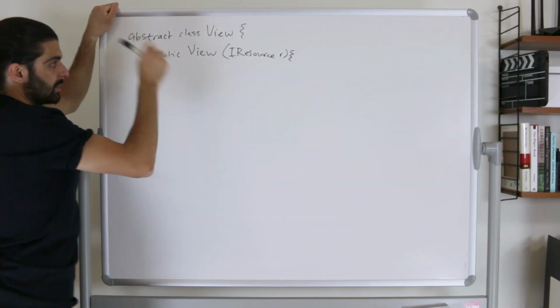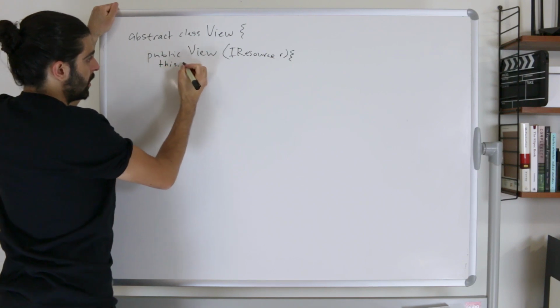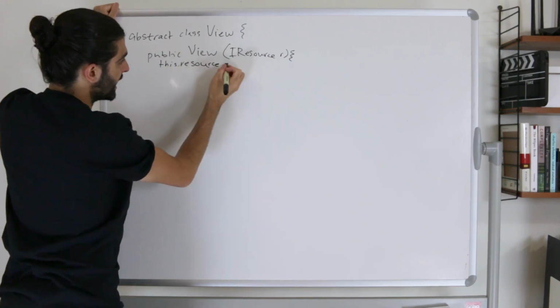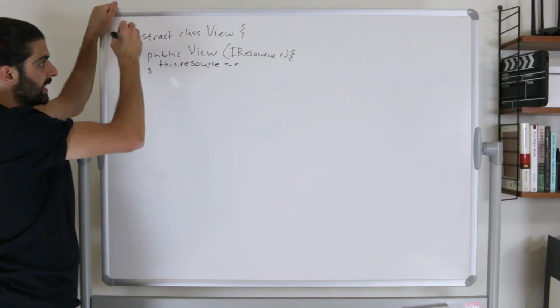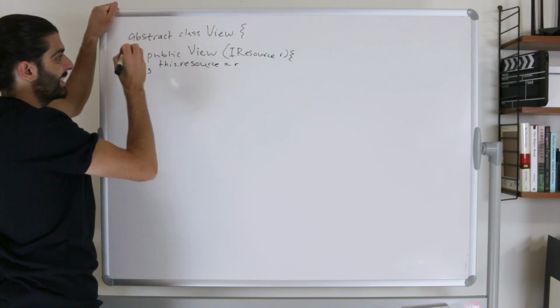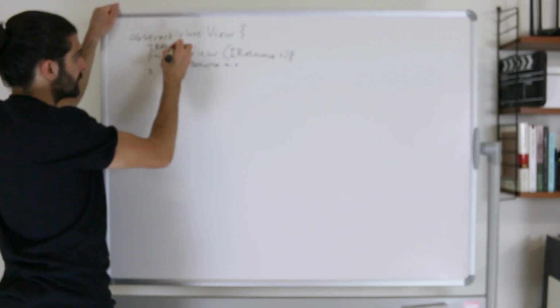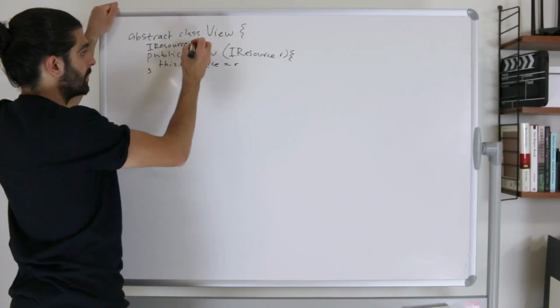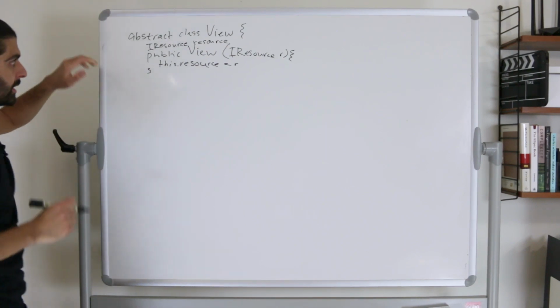And what this constructor does is that it assigns to an instance variable. It says this dot resource equals this R that we were passed in. Close the constructor. And then I need to specify this variable. So the abstract class view has an instance variable that is of type I resource, and is called resource.